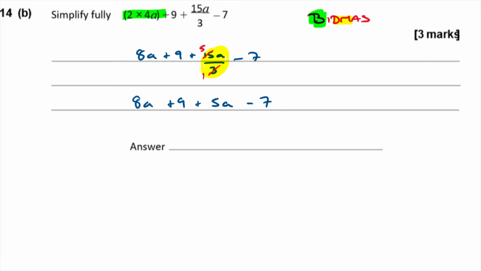Right, now I've just got some addition and subtraction, so I'm just going to collect like terms now. I've got terms in a, 8a and 5a, and I've got numbers, my constants, plus 9 and minus 7. So 8a and 5a makes 13a, and 9 take away 7 is 2, so that's plus 2. 13a plus 2.